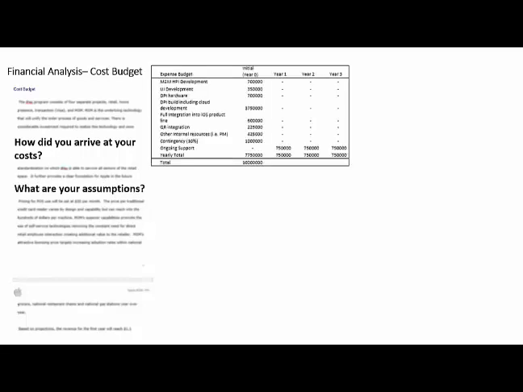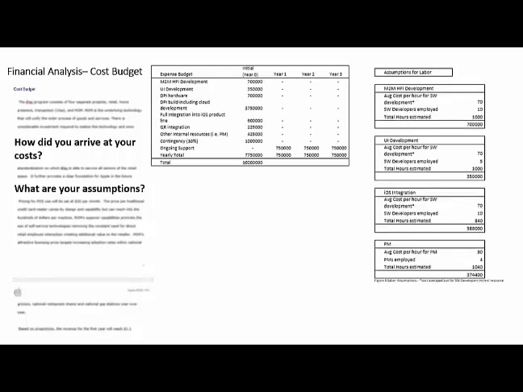The next section in your financial analysis is your cost budget. And here what you want to do is describe how you arrived at your costs and what the underlying assumptions are. You want to lay out your budget in detail, and you also want to describe your assumptions, particularly where you actually have to make some calculations in order to come up with certain costs. You want to make sure that those are laid out in detail as well so that they can be scrutinized by whomever is going to be reviewing your financial analysis.